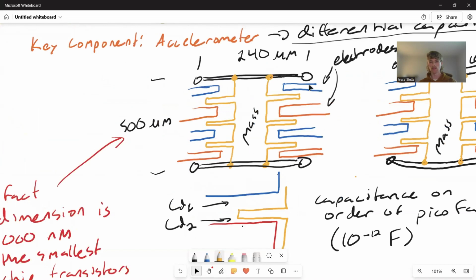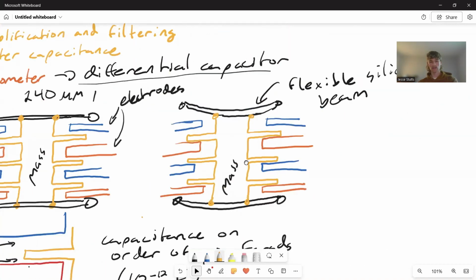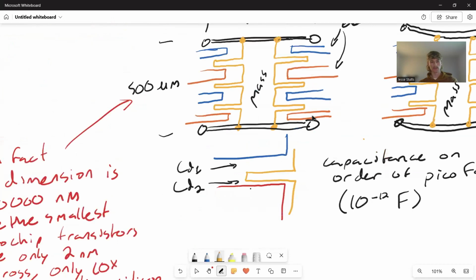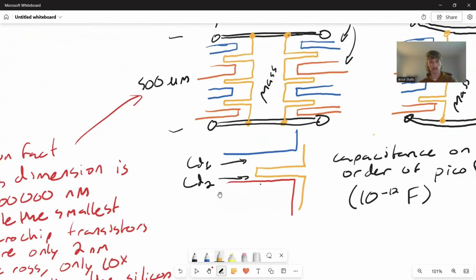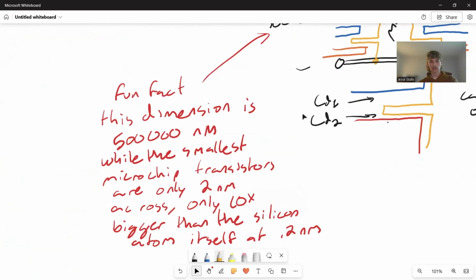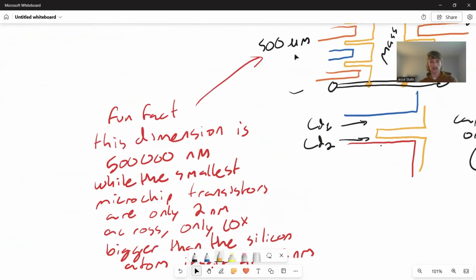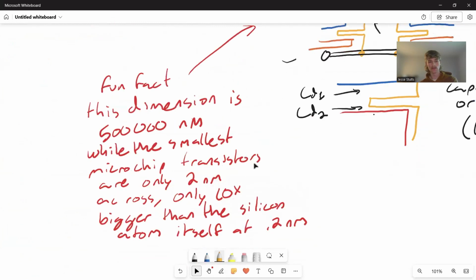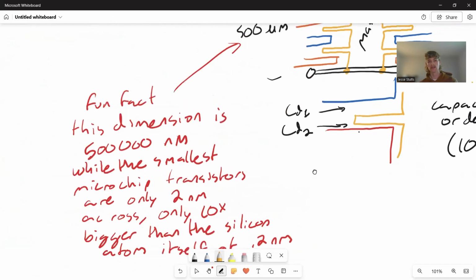This whole device, all on its own, is also very small, about 240 by 500 micrometers. So extremely small, seemingly delicate, but they can handle large accelerations and accurate measurement. And my fun fact is that this dimension is the equivalent of 500,000 nanometers. The smallest microchip transistor gates are only 2 nanometers, which is 10 times smaller than the radius of the silicon atom that's made of at 0.2 nanometers.